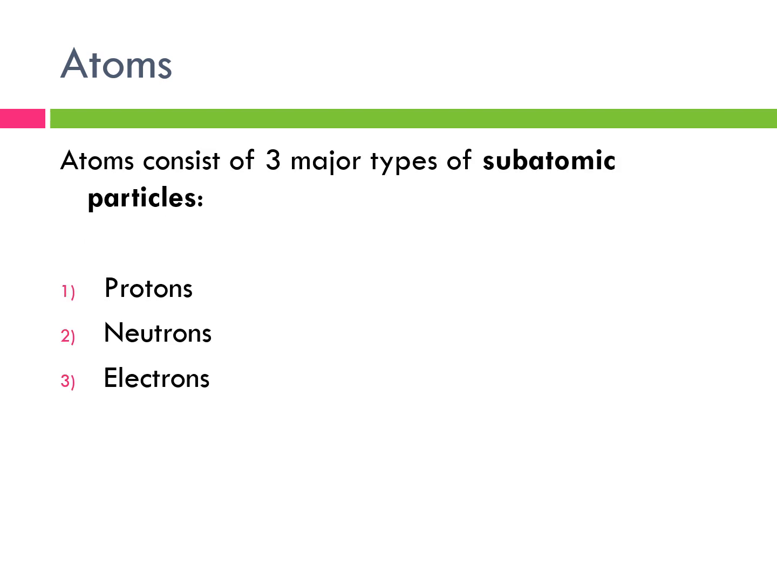Each atom has 3 major particles. These are called subatomic particles. So these are particles that make up a single atom. So they're made of protons, neutrons, and electrons.